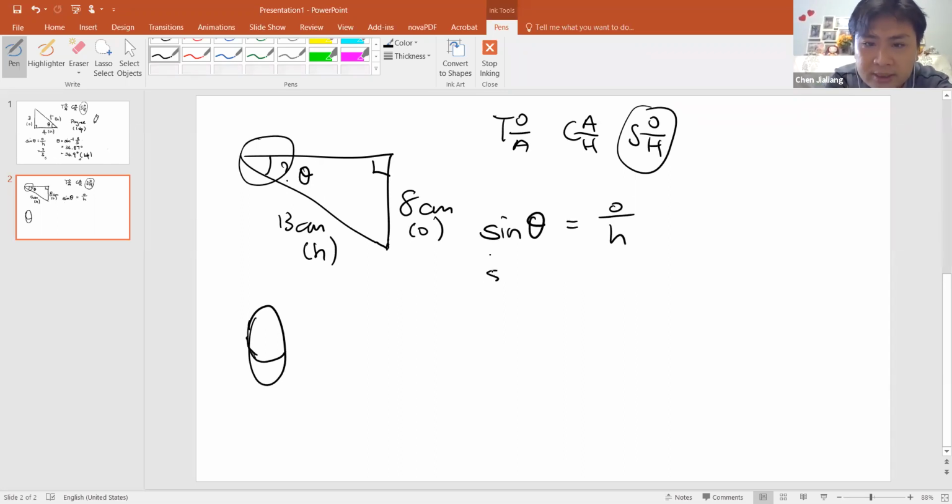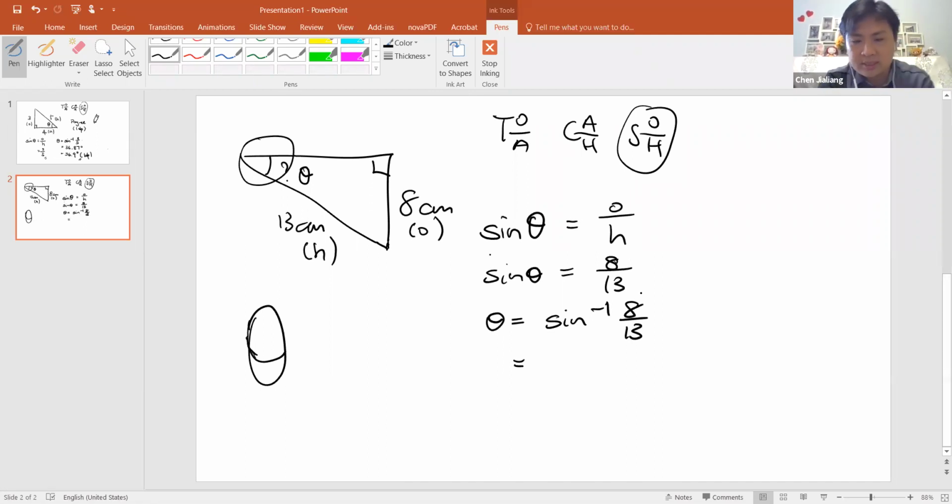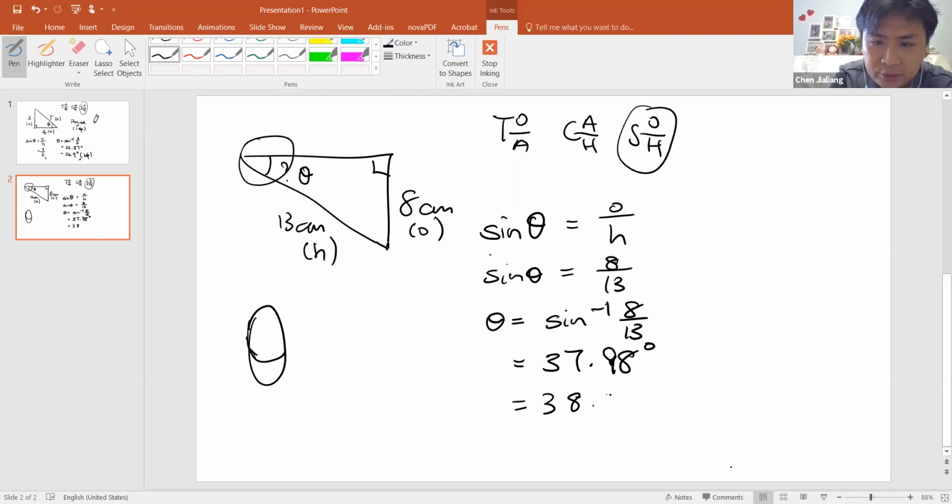We'll put in the numbers. Sine theta will be equals to 8 over 13. Then this is the same as what we did for activity 1. We need to find the angle. So theta is sine inverse 8 over 13. Then you just key in your calculator, sine inverse 8 over 13. You get 37.98. Round off to 1 dp, you get 38.0 degree. So this will be the answer for this question.